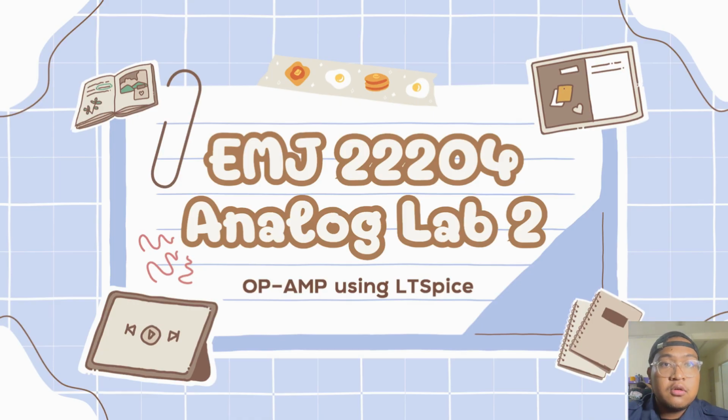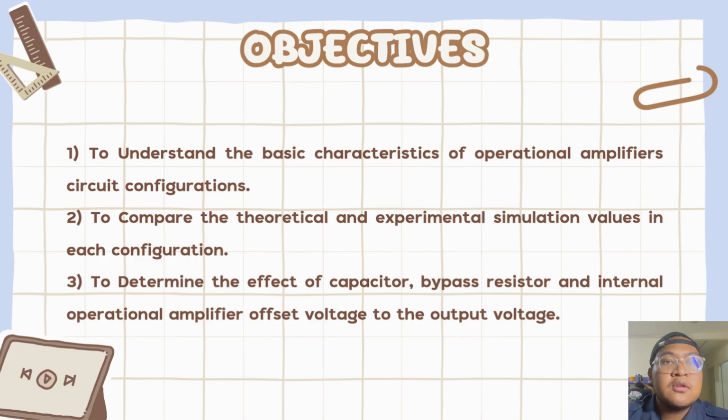2501967. So right now I want to present about the lab report about the OPAMP. So the first is the objective. The objective is to understand the basic characteristics of operational amplifier circuit configurations, to compare the theoretical, experimental and simulation values in each configuration, to determine the effect of capacitor, bypass resistor and internal operational amplifier offset voltage on the output voltage.